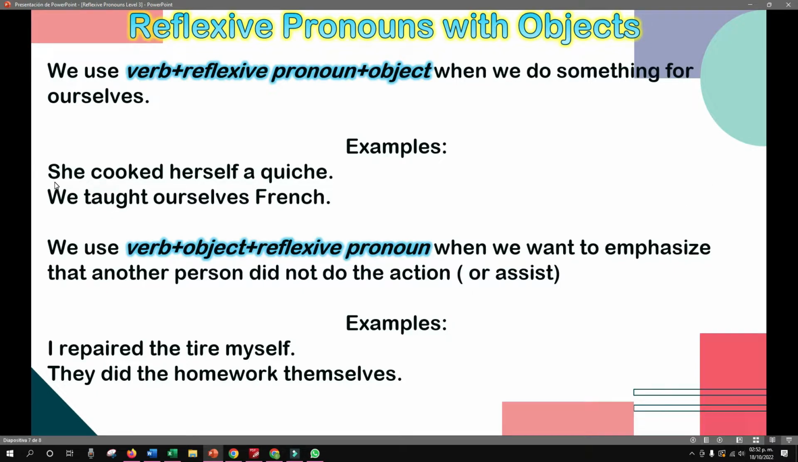It is different here. Si nos vamos a las oraciones de arriba, tenemos acá, she cooked herself a quiche. Tenemos sujeto, el verbo, vean, estamos siguiendo también el orden de la estructura. Cooked herself, aquí tenemos el pronombre reflexivo. And what? What did she cook? A quiche, right? Este sería el objeto, ¿ok?